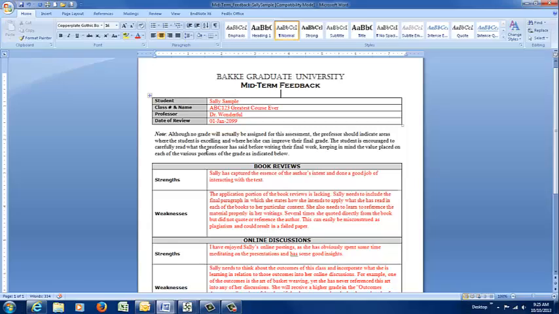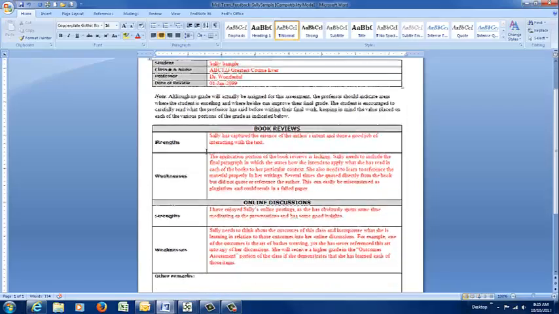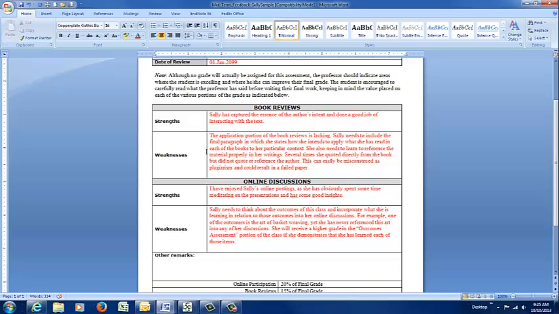As you can see, here's Sally Sample again in the same course. What we've done is, although no grade will be assigned for this assessment, the professor should indicate areas where the student is excelling and where he or she can improve their final grade. For example, Sally Sample captured the essence of the author's intent and did a good job of interacting with the book reviews that she read. The application portion was lacking. And so what you're trying to describe in these 4 areas is where the student can improve their work so that when they write their final project, they will know what they need to do to get an A paper.